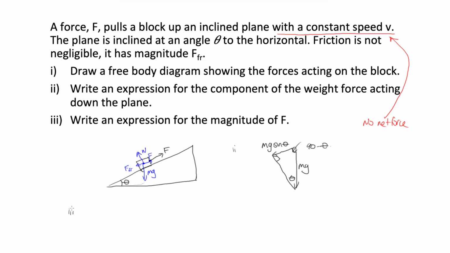So part 3 now says write an expression for the magnitude of F. Okay, so we know that when we're considering the forces parallel to the plane, they must sum to 0 because there's no net force. So forces parallel to the plane sum to 0. So that tells us that, well, the force F is pulling it up the plane. The component of the weight force, this one mg sine theta, is pulling it down the plane, as is the frictional force. So we know mg sine theta plus the frictional force must equal F. And this is just worrying about magnitudes here because these ones are in the opposite direction to these. So this is our expression for the magnitude of F.